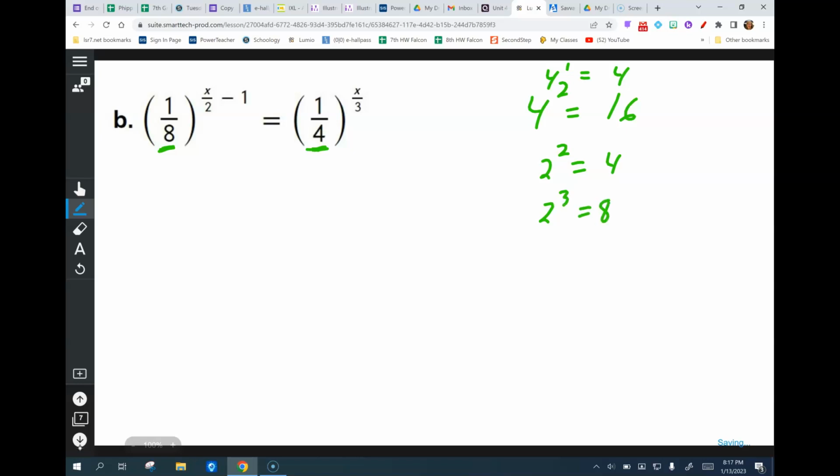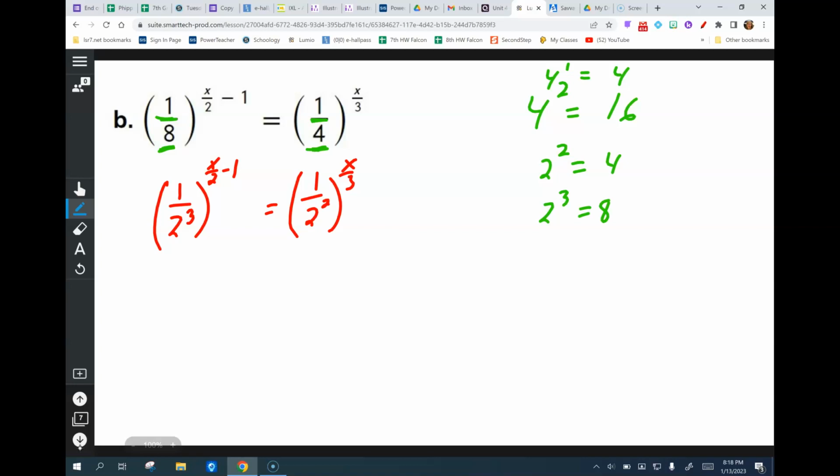So we're going to rewrite this one. And notice both of them are denominators. How can I get them to be so I have 2? Maybe I'm going too fast. Okay, hold on. So let's do this first and then we'll go again. So this is 1 over 2 cubed. It's still to that x over 2 minus 1 power. This is 1 over 2 squared, all of it to the x over 3 power. Yes? Are you with me?